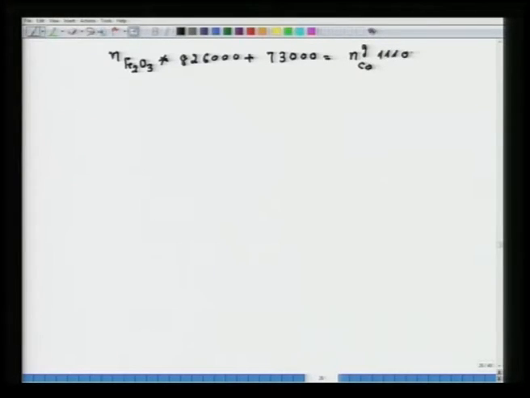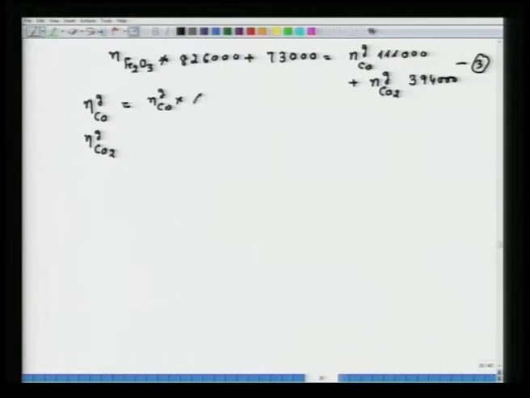NgCO into 111,000 plus NgCO2 into 394,000, and let us make this equation number 3. Now, as you recall, I said that NgCO and NgCO2 can be related to mole fraction, NgCO into XgCO and NgCO2 into XgCO2, that can be related with the active carbon.